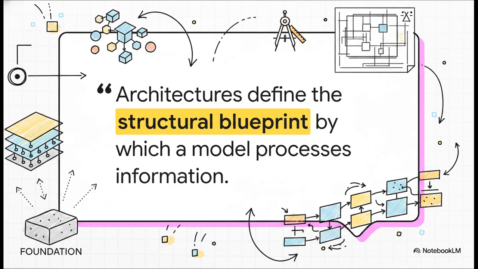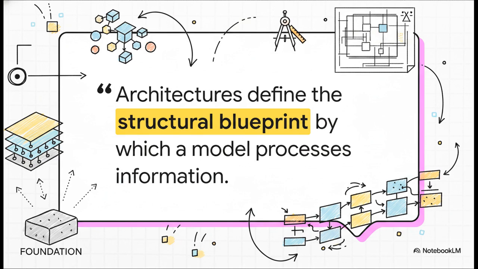As the quote here says, artificial intelligence architectures define the structural blueprint by which a model receives, processes, and outputs information. Look, over the last decade or so, we've evolved from these super simple perceptrons all the way to massive billion-parameter transformer networks. But the core concept? That hasn't changed a bit.